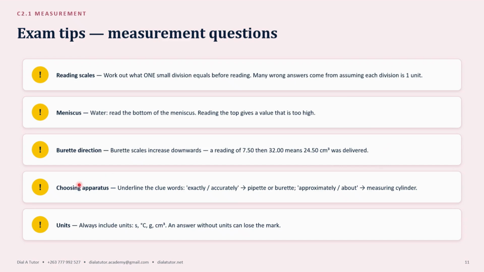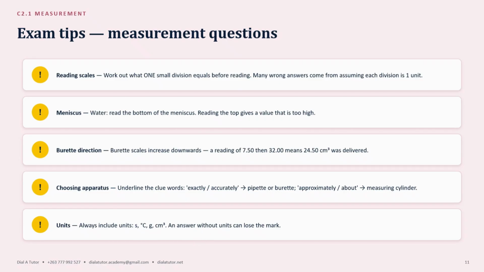All right. Choosing the apparatus. Underline the clue words: exactly, accurately, pipette or burette; approximately or about, that's going to be a measuring cylinder. So if they say exactly or accurately, we are probably looking at a pipette or burette. You need to look at your notes and say which one is more accurate. The burette measures a variable amount, and the volumetric pipette measures exactly. So exactly would be pipette, accurately perhaps a burette, but approximately and about should be a measuring cylinder. Units: always include units, and they vary that.